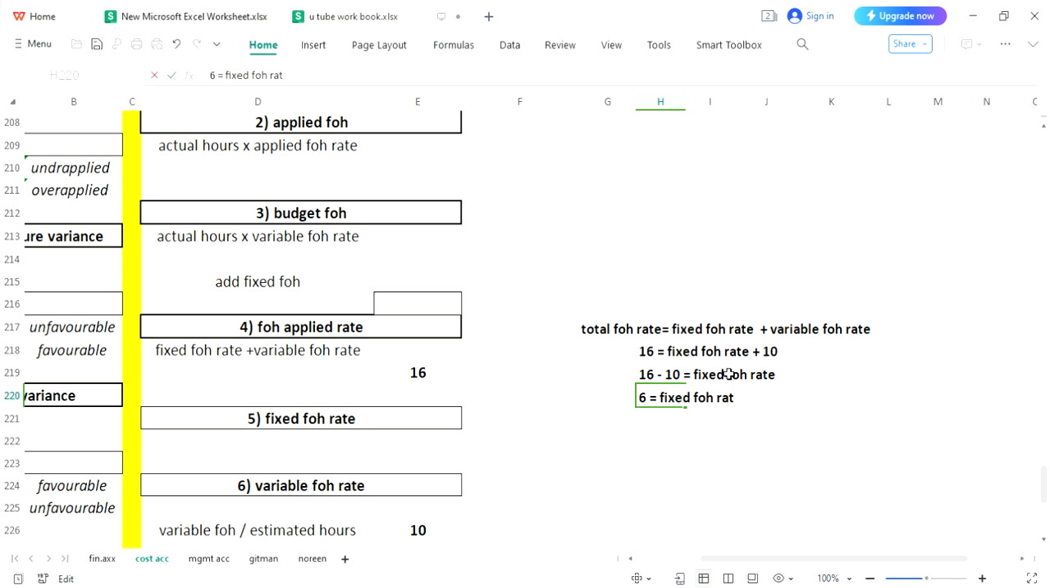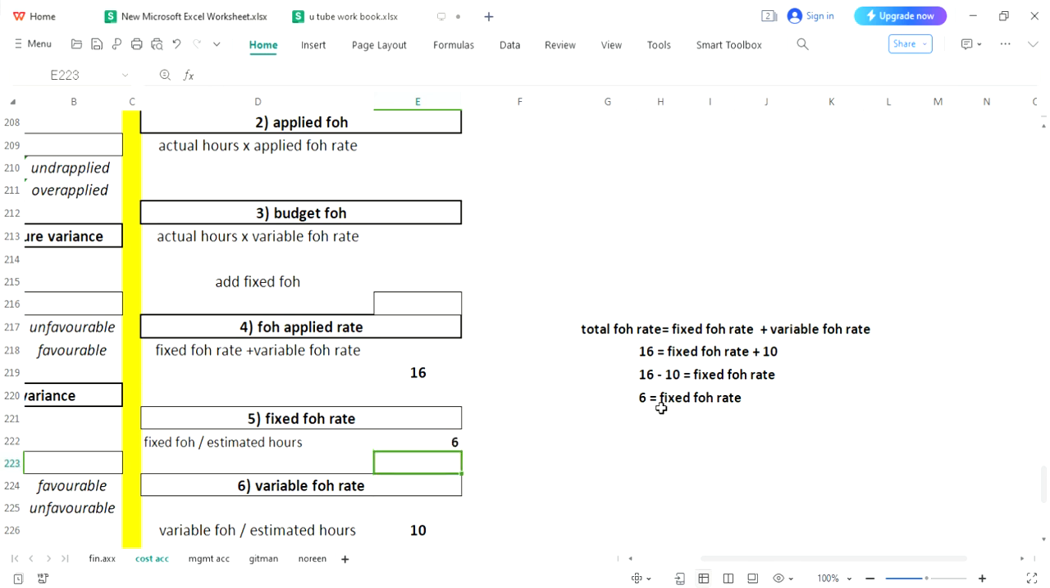So all rates are calculated, but with a twist. We haven't calculated these rates through traditional formulas. For the fixed FH rate, as we know, we needed to divide fixed FH by estimated hours, but without application of the formula we have directly calculated the fixed FH rate as 6. Okay, our problem has been sorted out.